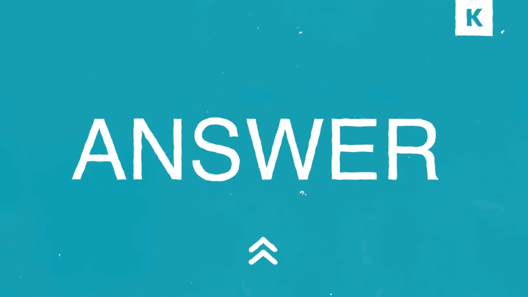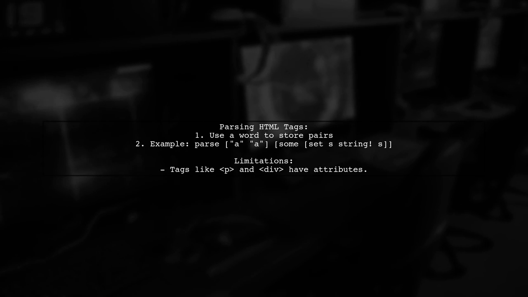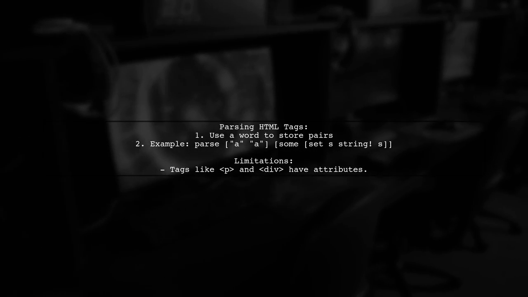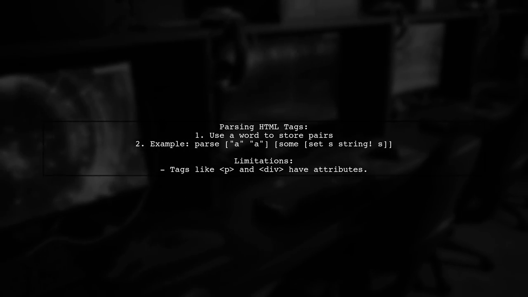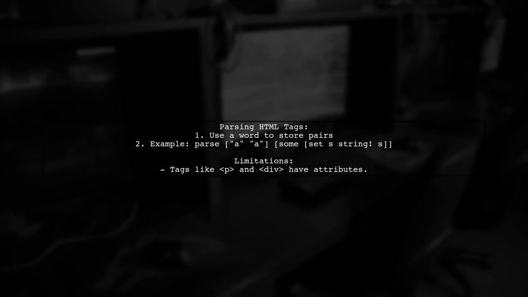Let's now look at a user-suggested answer. To parse paired HTML tags in Rebol, you can use a word to store the expected pair. However, this method struggles with tags that have attributes and special ending marks.